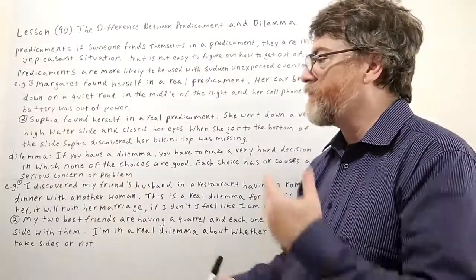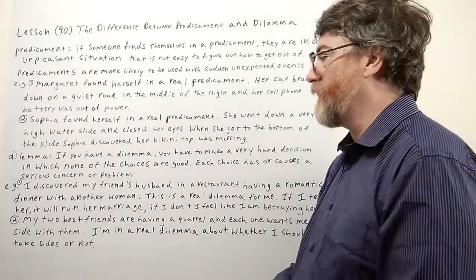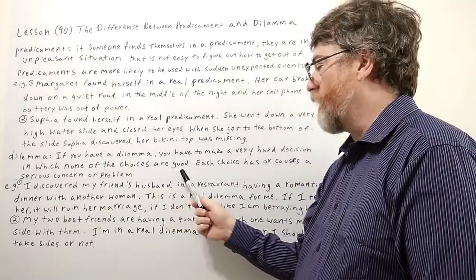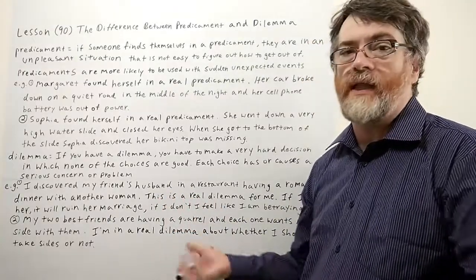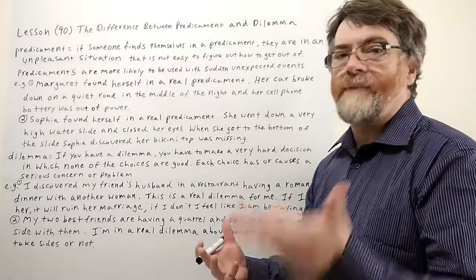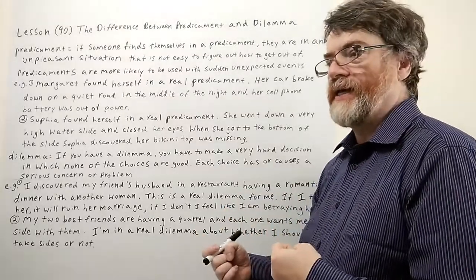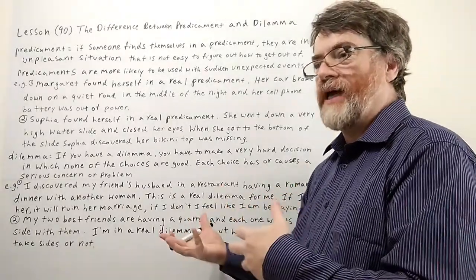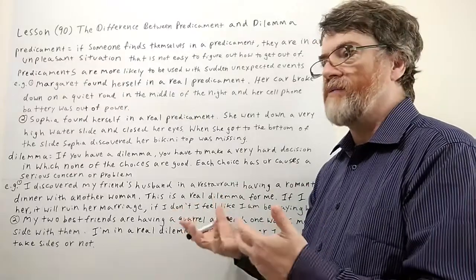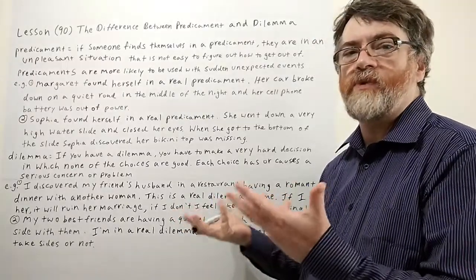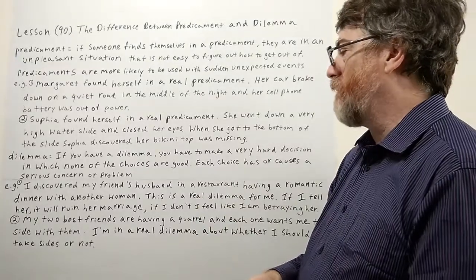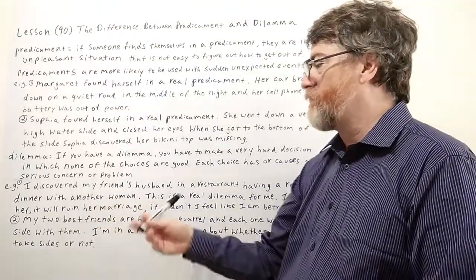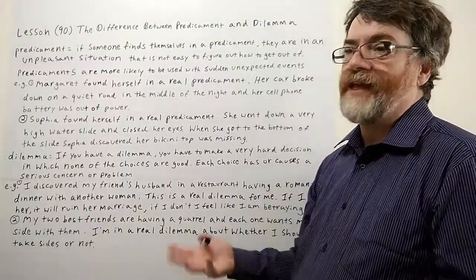Dilemma always has to do with a choice. You always have to have a choice with a dilemma. So if you have a dilemma, you have to make a very hard choice in which none of the choices are good. Because if one choice was good, it wouldn't be a dilemma. Or if one choice was clearly far better than the other, then that's also not a dilemma. You would choose the one that's better. But with a dilemma, both of them are not good. There are probably serious issues or problems with whichever one you choose. Each choice has or causes a serious concern or problem. So again, that's why it's a dilemma.